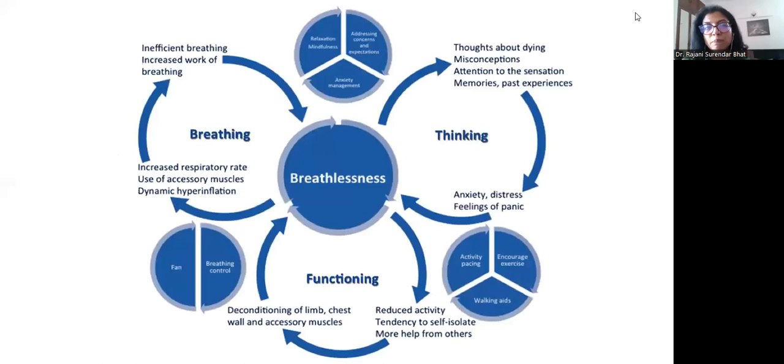And this came from this model of breathlessness, which was developed at Cambridge by Dr. Anna Spathis and Sarah Booth. And this I would like for all of you to think about how you will apply with your patients. So there's three key aspects that we address in breathlessness. It's breathing, thinking, and functioning. So there are things that we spoke about, inefficient breathing.